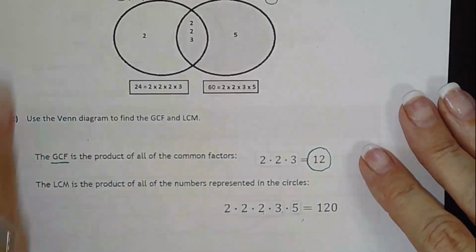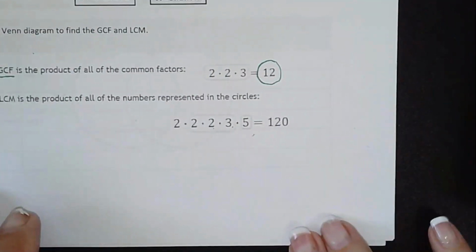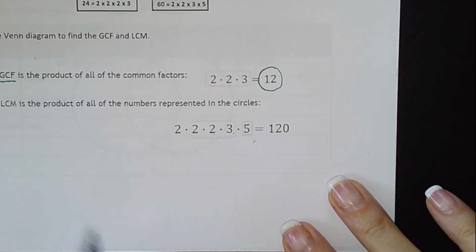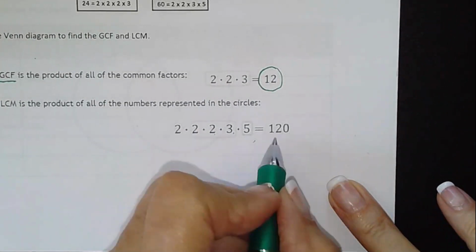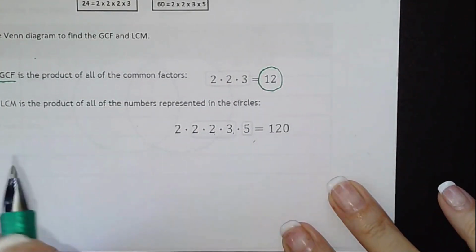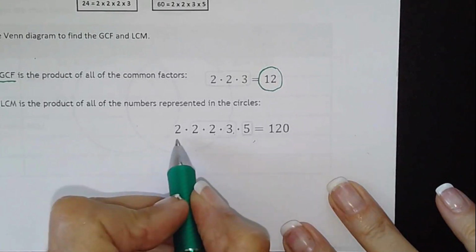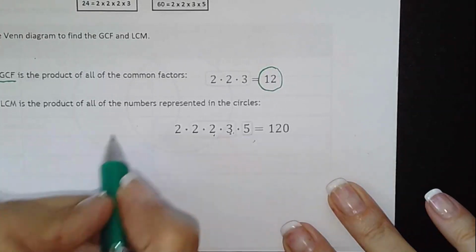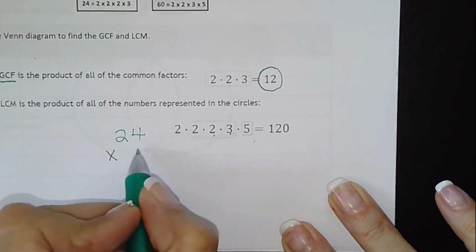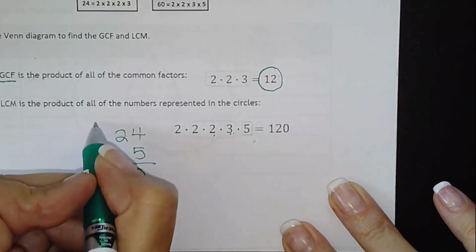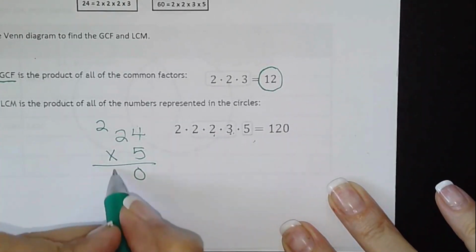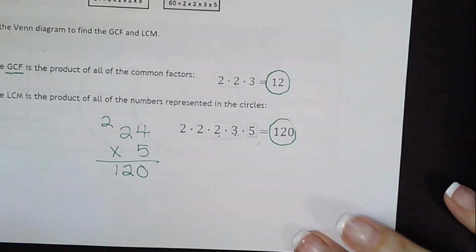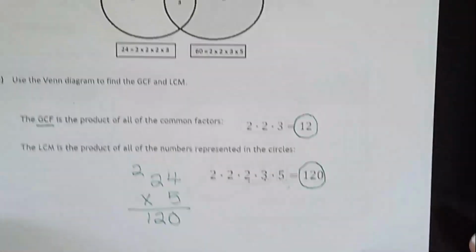And then I go down the list, and when I'm multiplying, it doesn't matter what order. Remember, multiplication is commutative. So you can go left to right, you can do these 3 together and those 2, whatever you want. So I'll just go left to right on this one. So 2 times 2 is 4, times 2 is 8, times 3 is 24, and then I have to go 24 times 5 to get the final answer, 120, and there is my LCM.